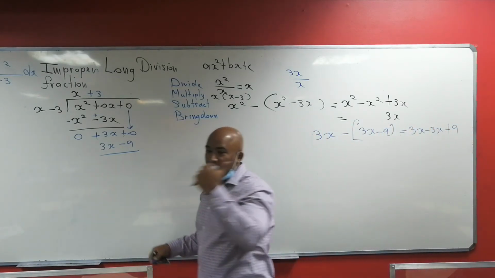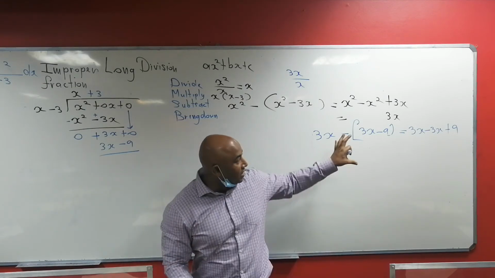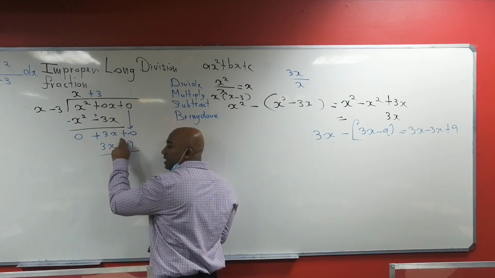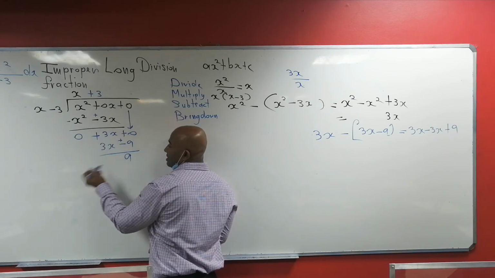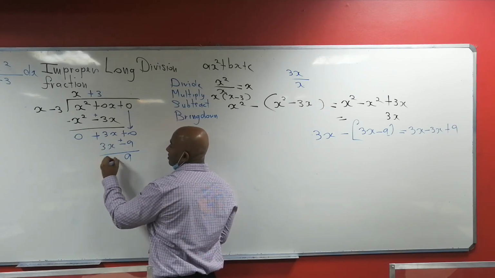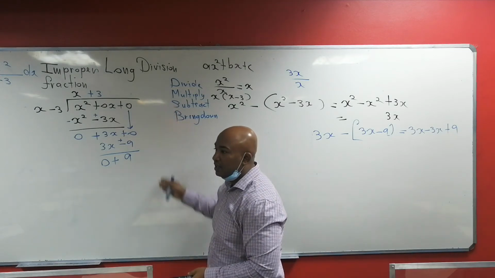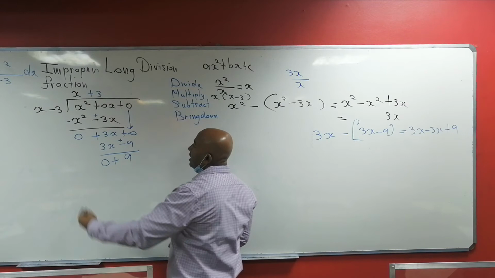Again, that is horizontal. This is vertical. That is just for you to understand what happens there. So you're going 0 minus 9, which becomes plus 9. 3x minus 3x, nothing here, that's a 0. Now, bring down, there's nothing to bring down. So we go back and now we check again.